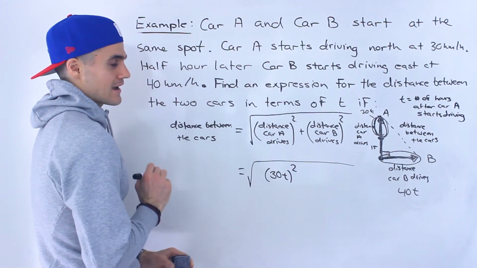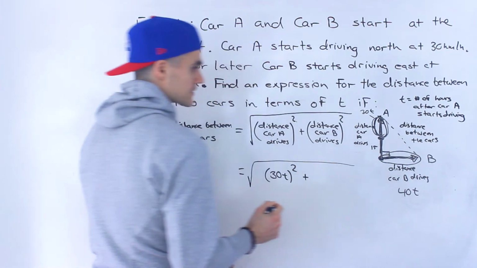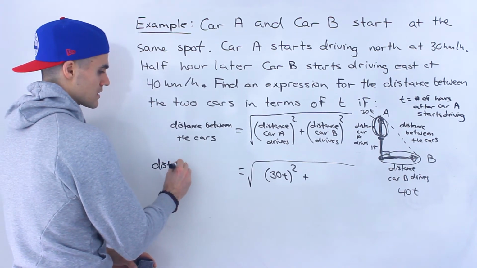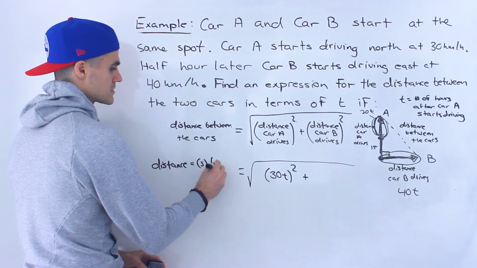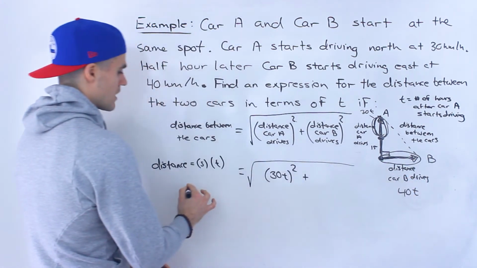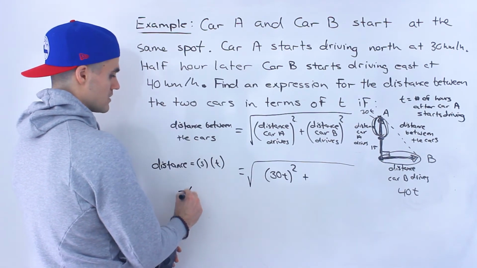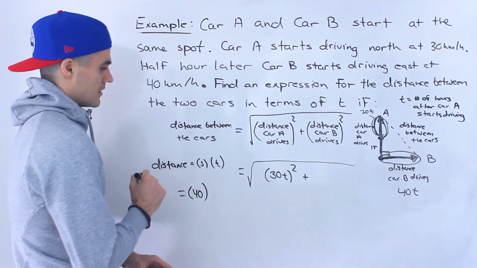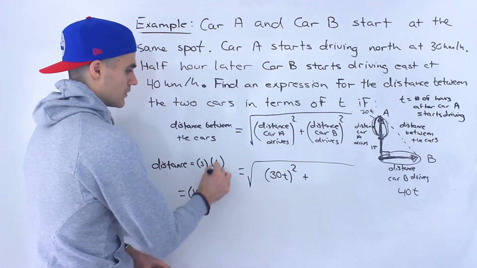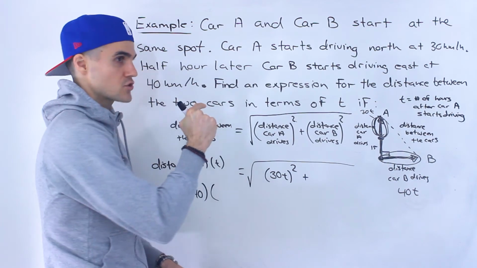But now the distance that car B drives, this one's going to be a little bit more complex. Now, notice we know distance equals, again, speed times time. So the distance that car B is going to drive is going to be its speed. What's its speed? Its speed is 40. But we're going to have to adjust this over here because this t now represents the number of hours after car A starts driving, but car B starts driving half an hour after car A.